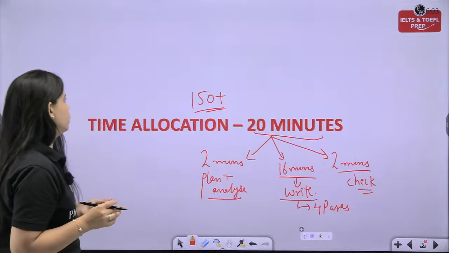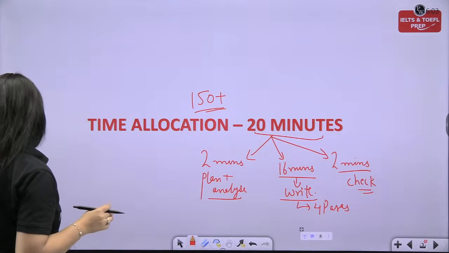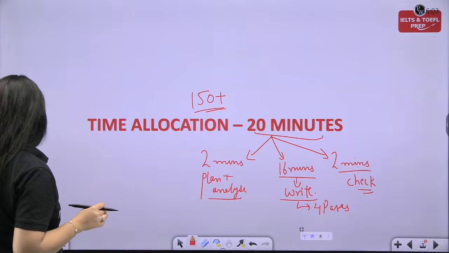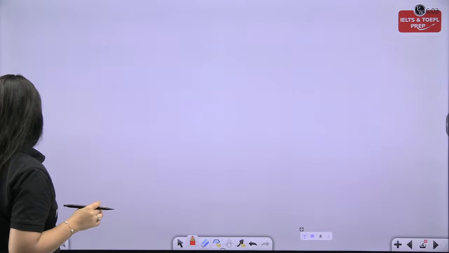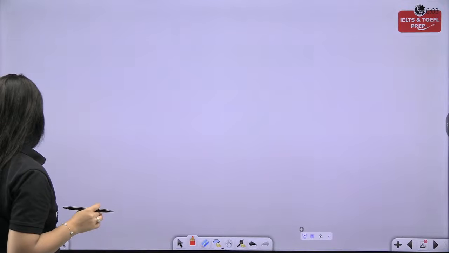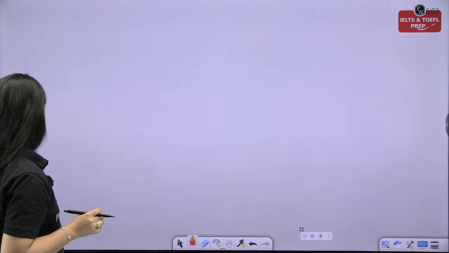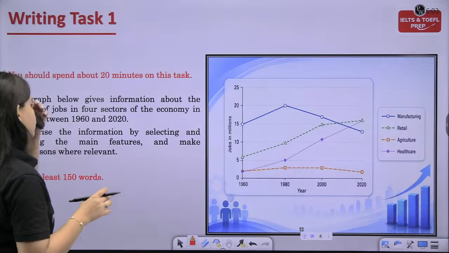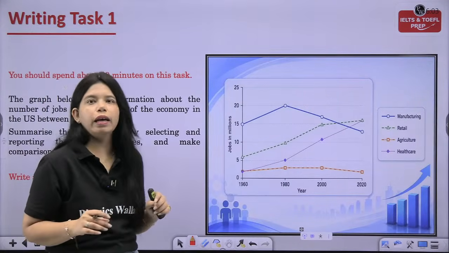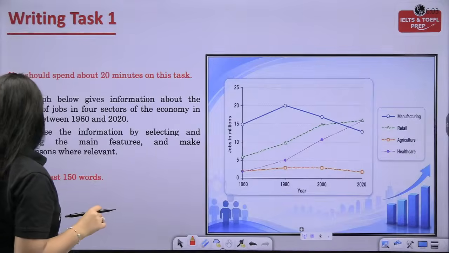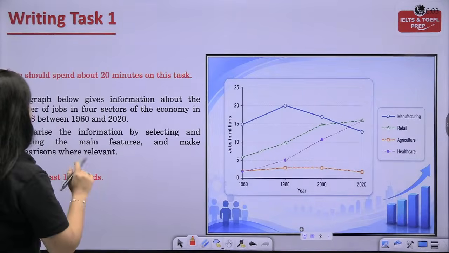Anyway, moving on, let's understand through my checklist the planning and analysis stage. Just give me a sec, guys. Yeah. All right. So this is the graph that we are going to dive deep into today. But having said that, let's read the question.